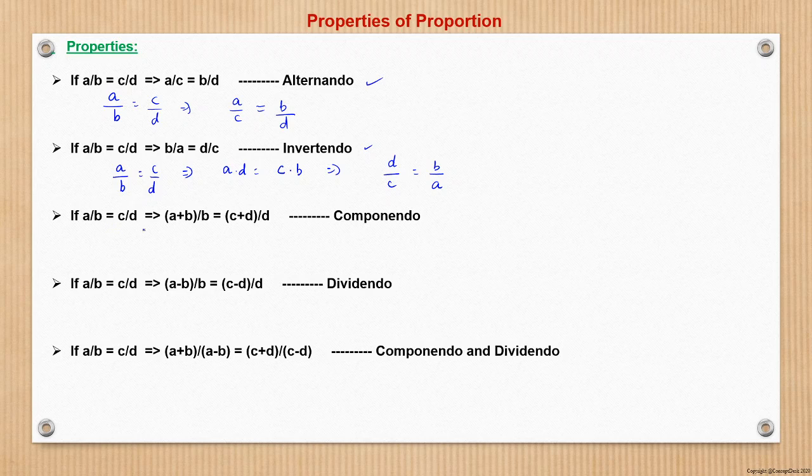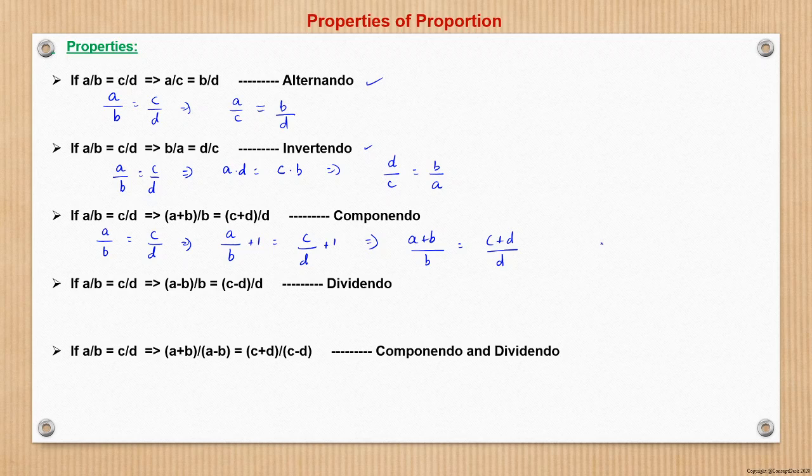Now, if A by B is equal to C by D, and if I add 1 to both sides of the equation, A by B plus 1 is equal to C by D plus 1. So this will be A plus B by B is equal to C plus D by D. This is what is called componendo. So basically, if A by B is equal to C by D, we can also write this by adding the denominator to the numerator on both LHS and RHS. So A plus B by B is equal to C plus D by D, right?